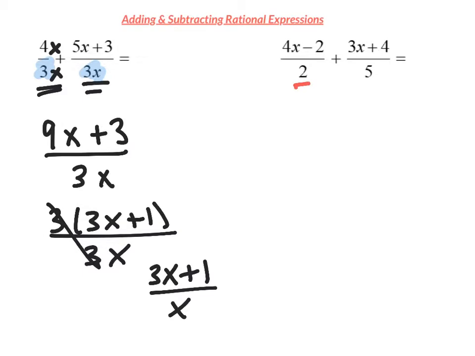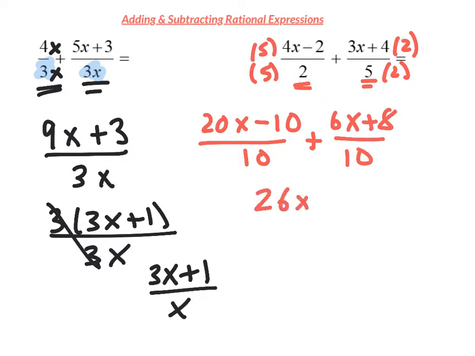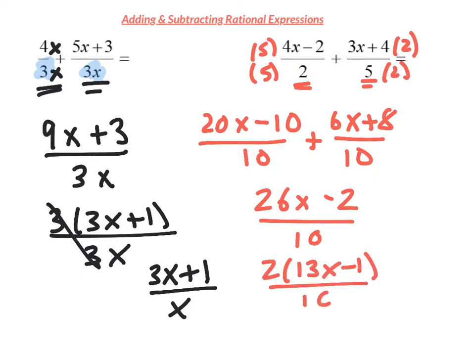Over on the other side, I see a 2 and a 5, so let's multiply this by 5, top and bottom, and this by 2, top and bottom. On the top, that gives me 20x minus 10 over 10, and it gives me 6x plus 8 over 10. That gives me 26x minus 2 over 10. I can take out a 2 that I can see there, and then divide by 2, divide by 2. My final answer would simply be 13x minus 1 over 5. That would be the final answer.